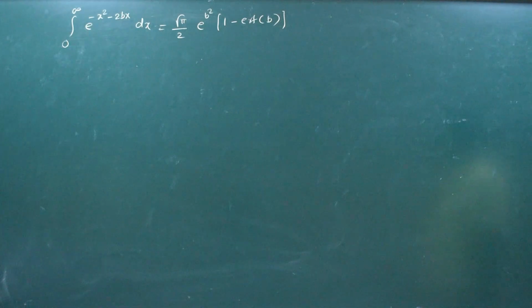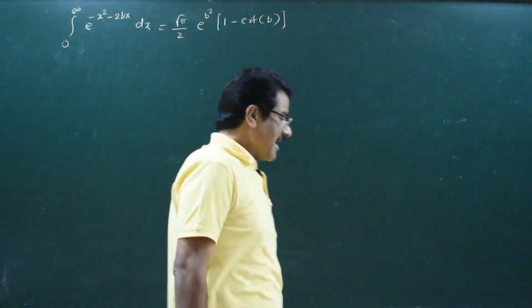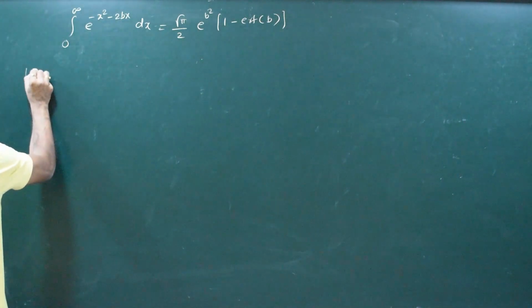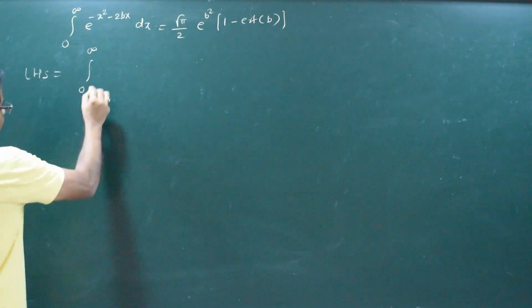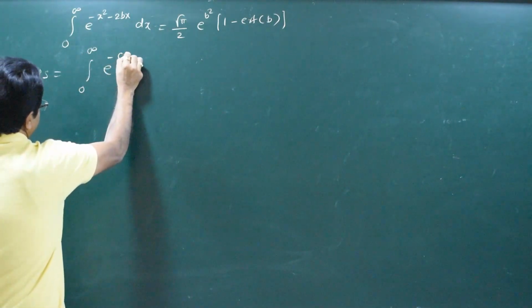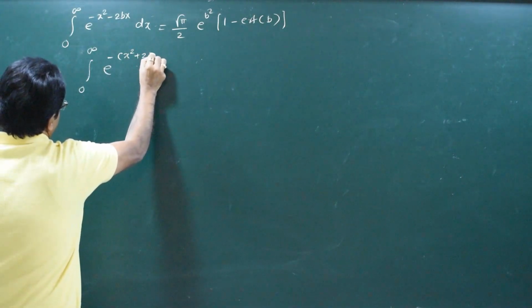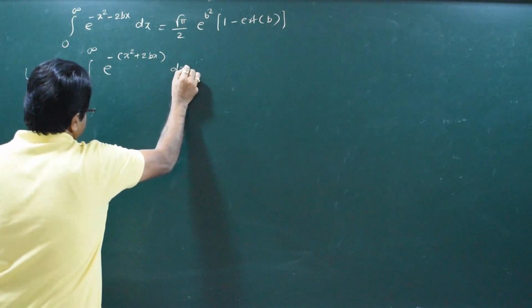Let us proceed to a new example. Integration from 0 to infinity e raised to minus x square minus 2bx dx is equal to root pi upon 2 e raised to b square into bracket 1 minus error function of b. Let us start with LHS. So LHS is equal to integration 0 to infinity e raised to minus into bracket x square plus 2bx dx.